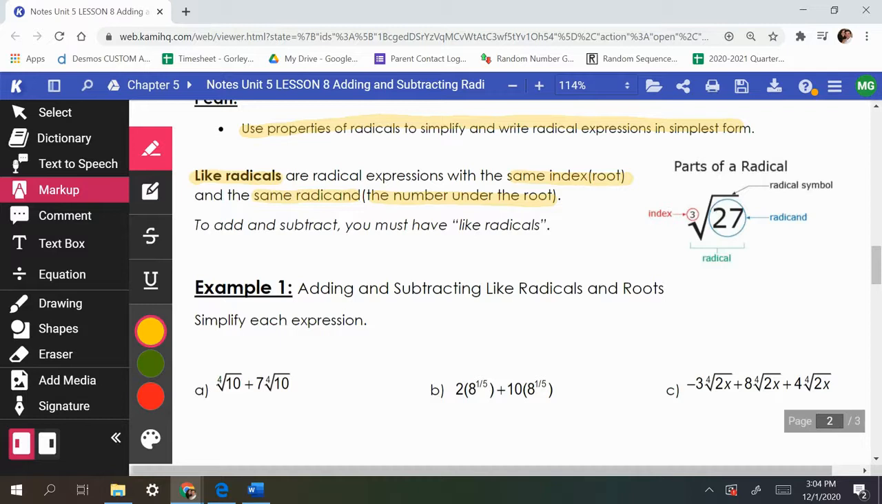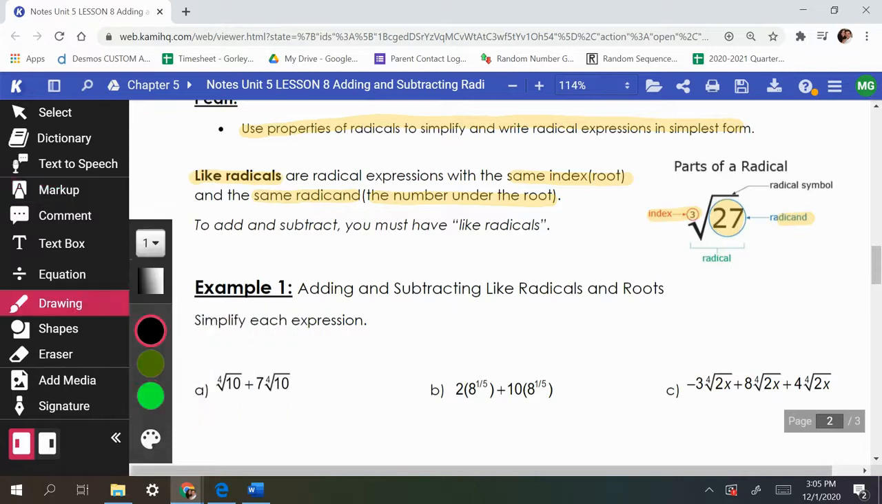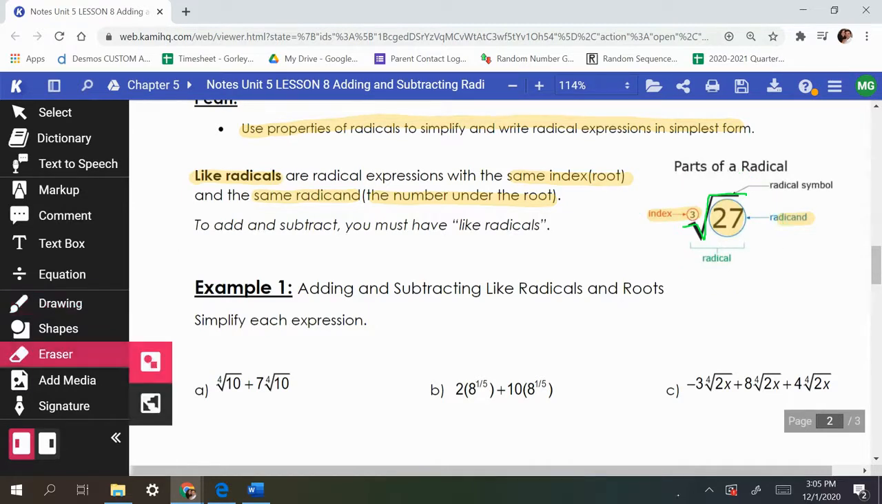Okay, so just looking at this, here's my index. You can see it's the type of root you have. The radicand is the number that's underneath the radical. Okay, and it doesn't necessarily have to be a number. It could be an expression. But we want to make sure that whatever the radicand is, whatever the expression is underneath the radical, that it's the same for it to be a like radical. Okay, and then we've got, of course, our radical symbol, which is this, and the entire thing we call a radical expression.